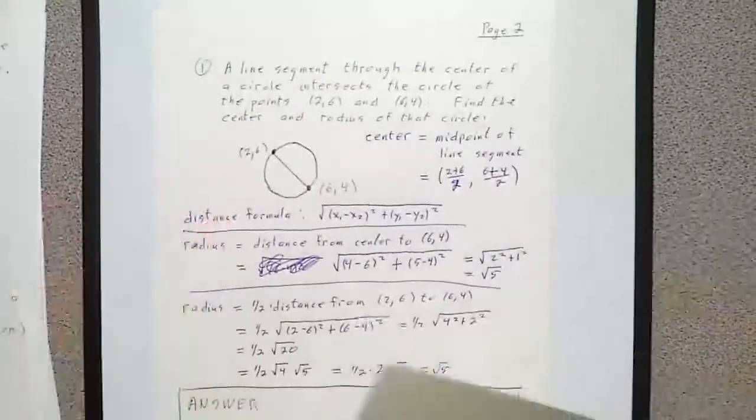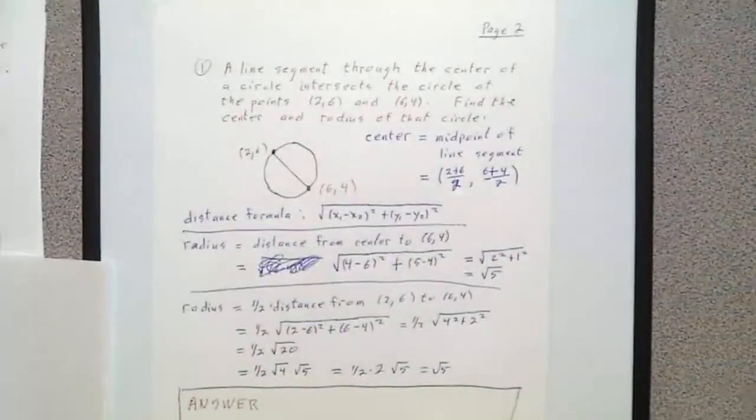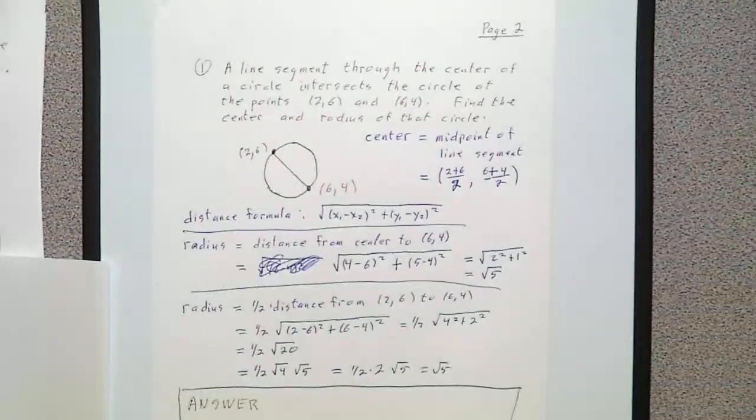Okay, so here's problem 1. You're given the circle with 2 points, (2, 6) and (6, 4). The line intersects the radius. Find the center and the radius. This, by the way, is a problem from homework 14, section 2.8, number 66. Well, the center of the circle is the midpoint.